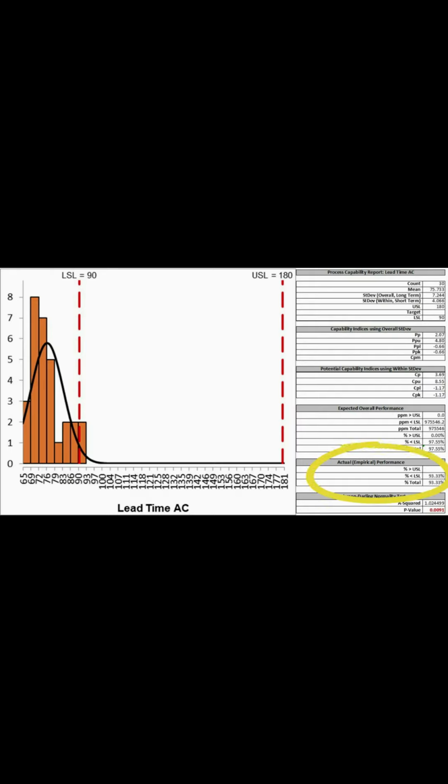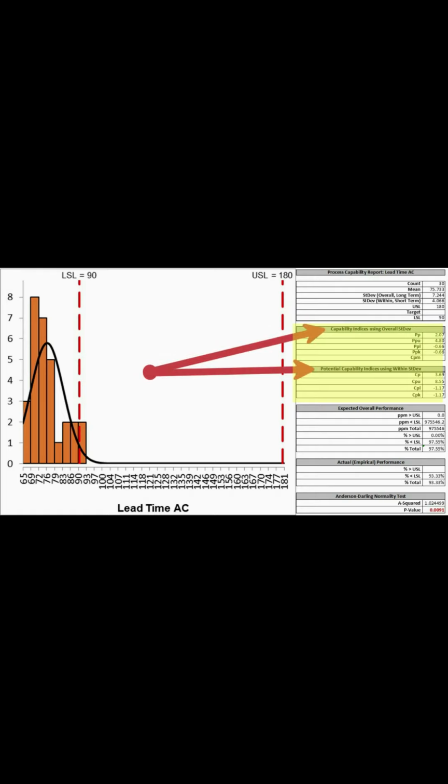This actually tells me either all of my data is out of the upper spec limits, or some of it's in the upper spec limits, some of it's falling outside of the lower spec limits, but it gives me the actual empirical data that I need. So am I capable of meeting customer expectations? The answer would be probably no. And I can just look at that.